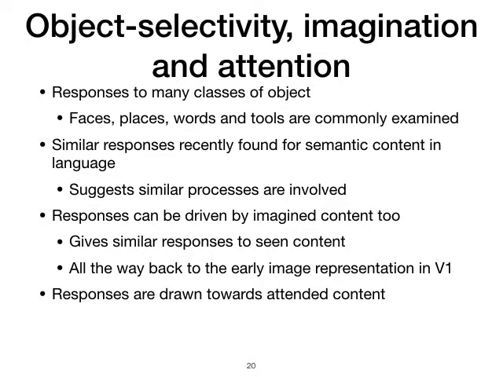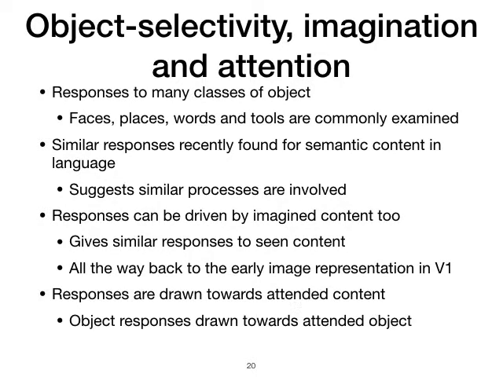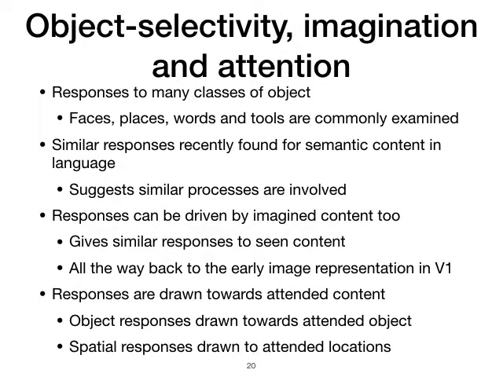Similarly, spatial responses are drawn towards attended content. Object responses are drawn towards the attended object. Spatial responses are drawn towards the attended location. So this shows that this whole representation of both space and object identity is flexible depending on what we're doing. None of that can happen in the networks that we've seen so far.